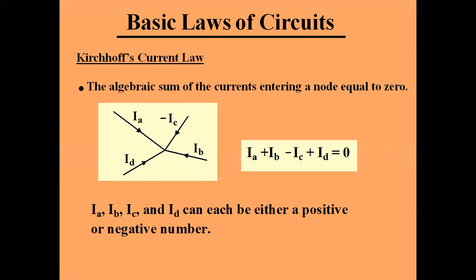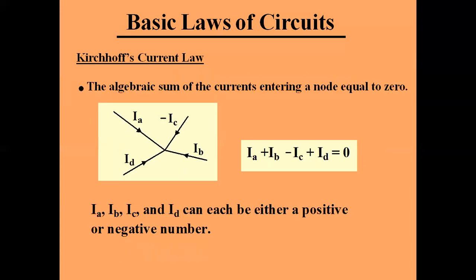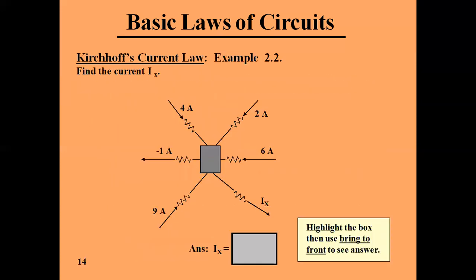Or in other words, we can define Kirchhoff's current law as: the algebraic sum of the currents entering a node is equal to 0. Now in this example, all currents are entering the node, so the algebraic sum of all these currents is 0. In this example, the currents are entering and also leaving the node. So we can define Kirchhoff's current law as a consequence that the sum of the currents entering a node is equal to the sum of the currents leaving the node. That is nothing but Kirchhoff's current law.